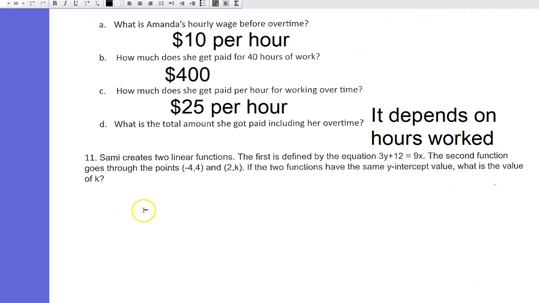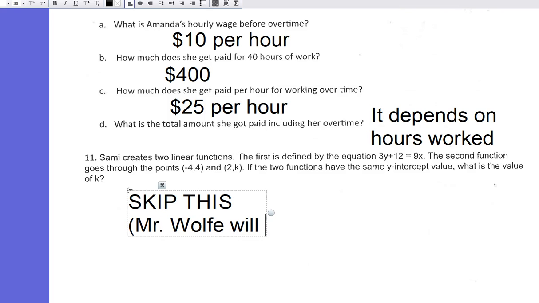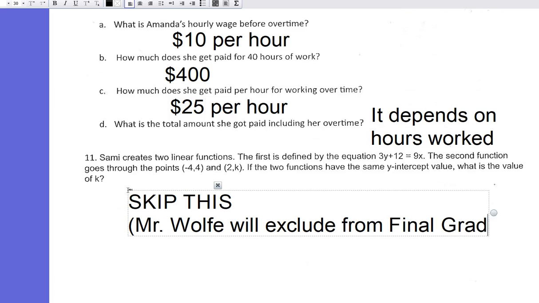This one is basically impossible. Skip this. In my opinion, this problem is impossible. Skip it. I could teach it to you, I just don't think it's valuable time. So skip it, I'm going to delete it when I grade the final.